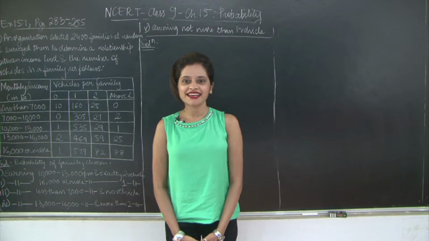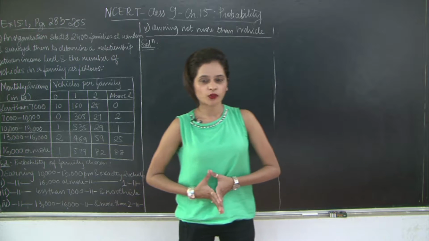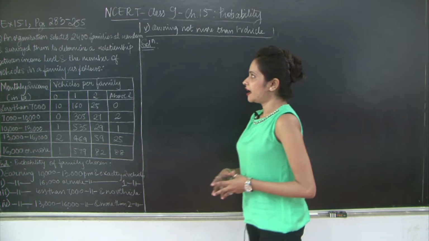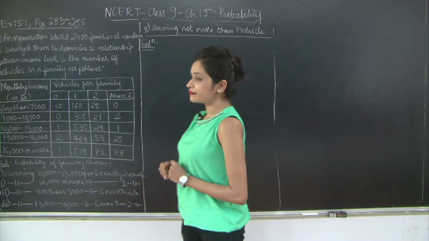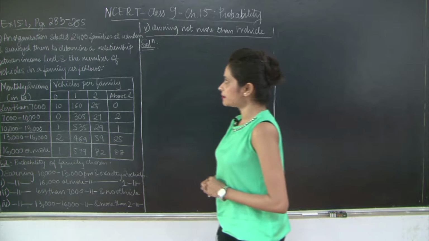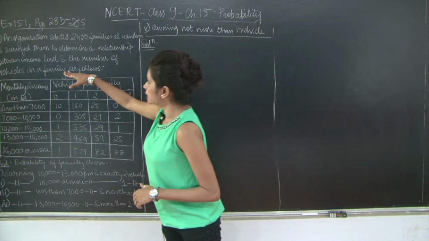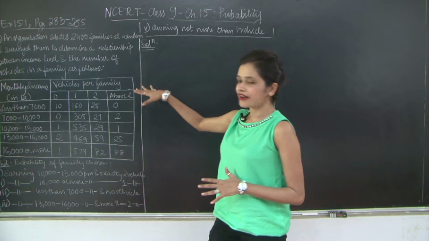Students, welcome back. Let us continue with exercise 15.1 of chapter 15, probability. So the fifth question: an organization selected 2400 families at random and surveyed them to determine the relationship between the income level and the number of vehicles in a family as follows.